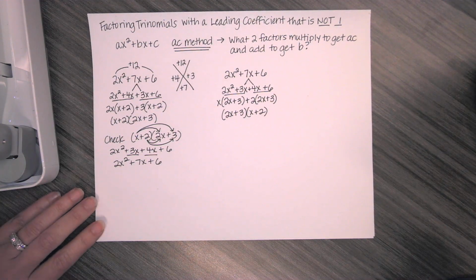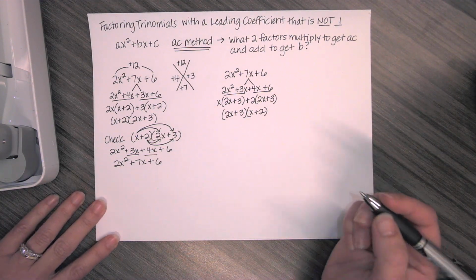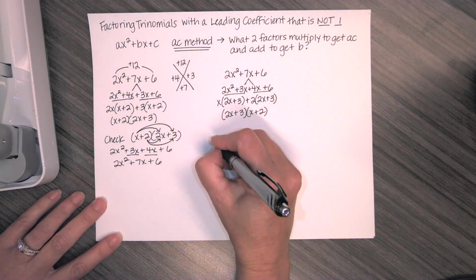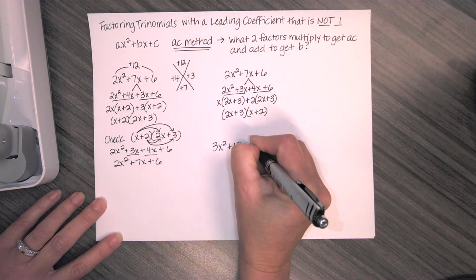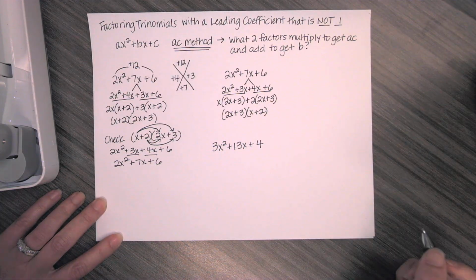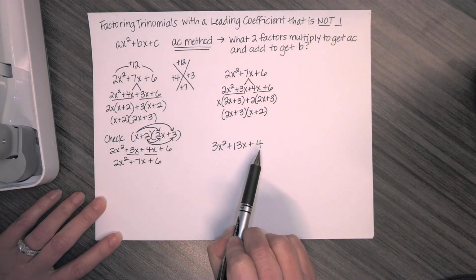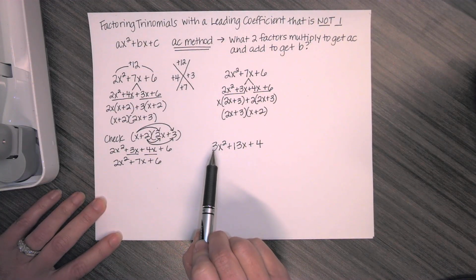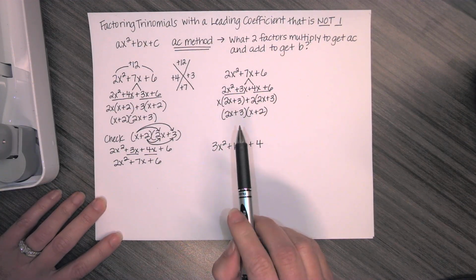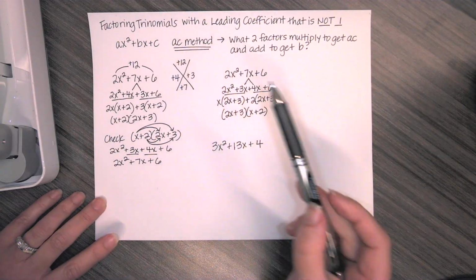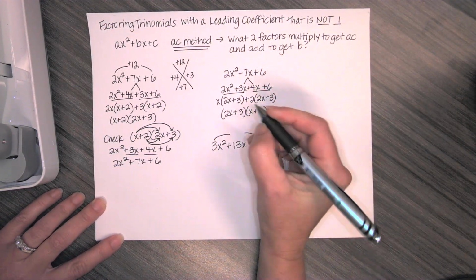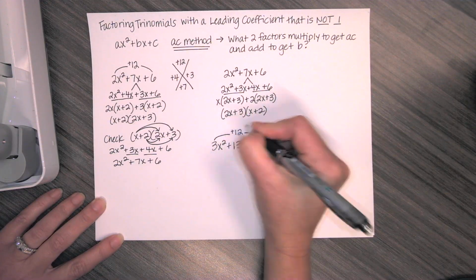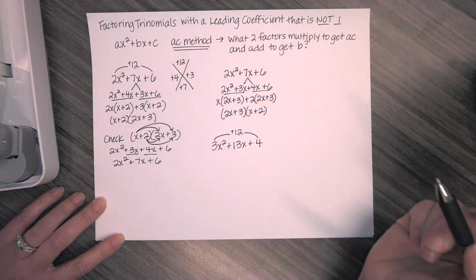All right, so let's try another one. What if we have 3x squared plus 13x plus 4? Okay, once again, we've got a trinomial. The leading coefficient is not 1, and so we're going to have to do the AC method. And the AC method says that we're going to multiply a and c together, and it's positive 12 again, same that we got up here.